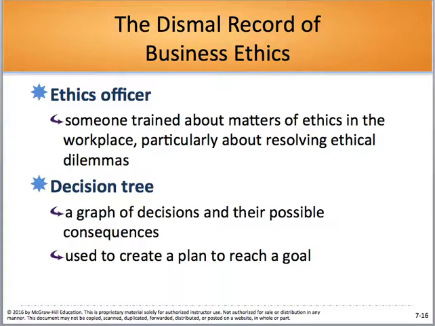So let's look at business ethics and the dismal record that we have seen throughout organizations. We have an ethics officer, and that's someone who's trained about the matters of ethics in the workplace, particularly about resolving ethical dilemmas. We use decision trees, and it's a graph, and we come up with these different decisions and the possible outcomes and consequences that could take place, and we use this to create a plan so that we can reach a particular goal.